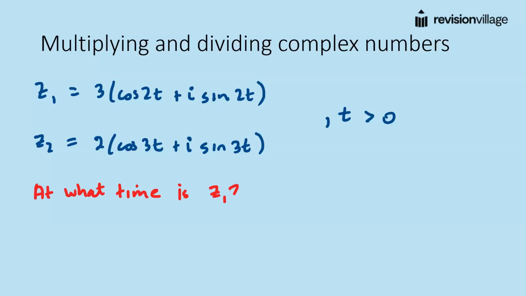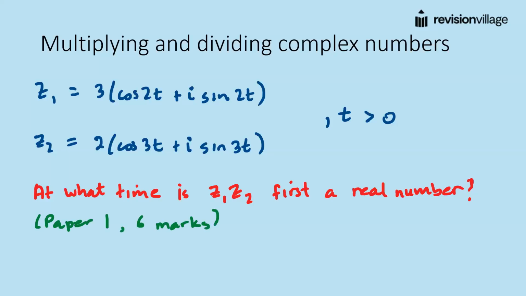The question could be this: this is a function of t where t is greater than 0, at what time is the product z1 times z2 first a real number? And I've just noted here in green, this could be a paper 1 question, absolutely, and it would be a 6-mark paper 1 question, because they're expecting a few skills from you here. You need to be able to find an expression for z1 times z2, and unless you convert to Euler form, that would be quite difficult.